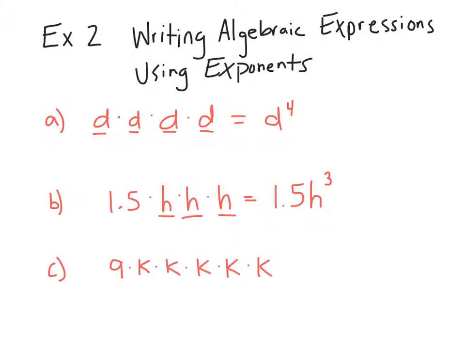Let's try one more. So we have 9 times k times k times k times k times k. So we leave our 9 because there's nothing else to solve with that. We make it so it's multiplied by k. And how many k's are there? There's 1, 2, 3, 4, 5. So it would be to the 5th power.